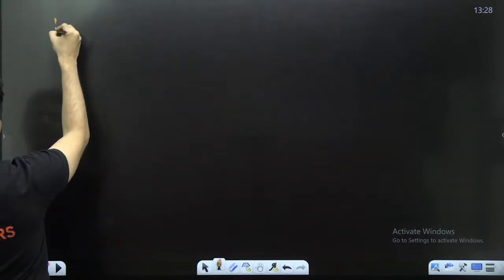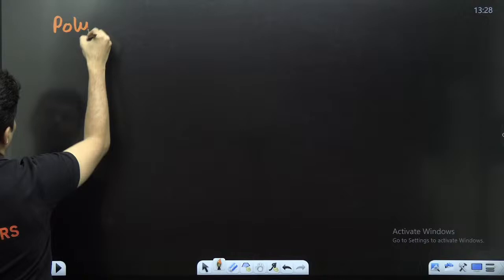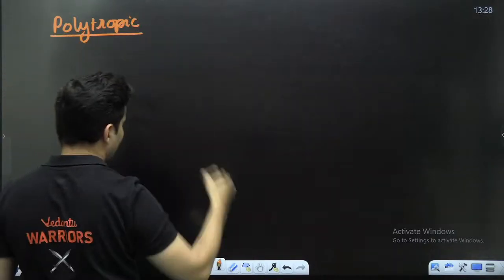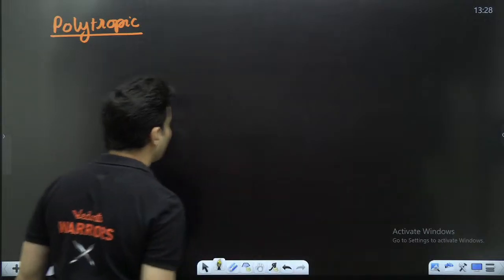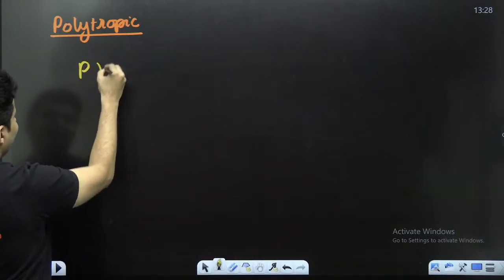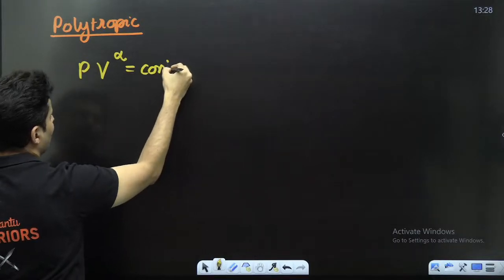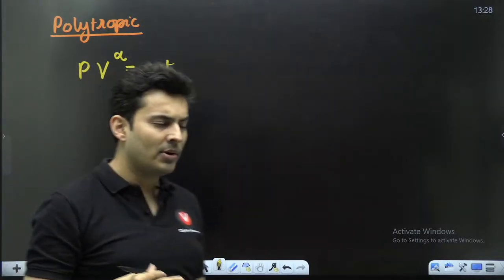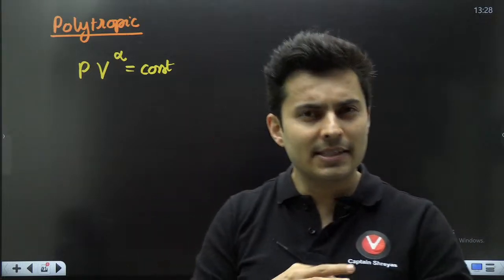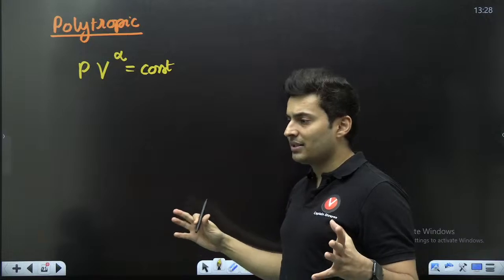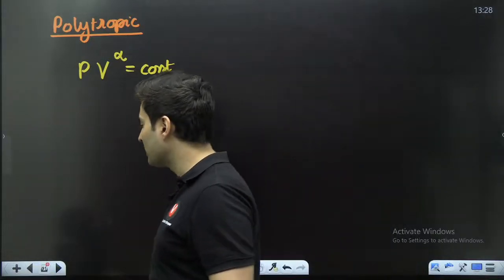Godfather of all the processes in general, it is called the polytropic process. In a polytropic process, PV raised to alpha is a constant. Alpha is some number, it's not gamma, it could be gamma, but it is some rational number, that's all. Any process in this form is a polytropic process.